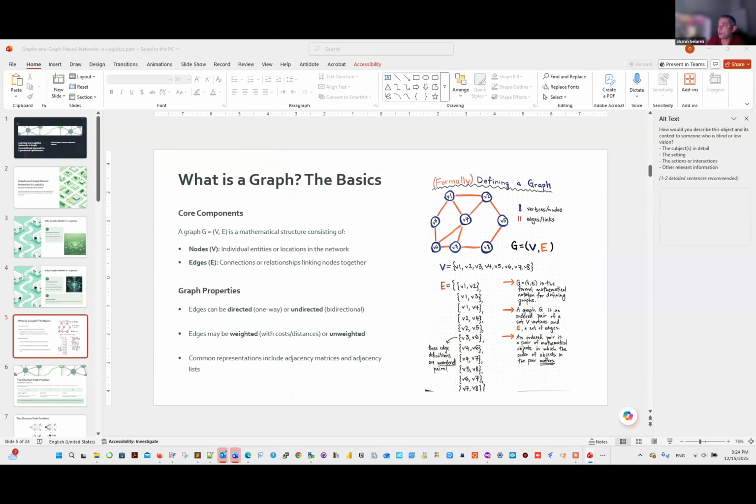So basically, in graph theory, we say we have a few nodes, and it's a tuple. It's V and E. Graph G is defined by V and E. V is a set of vertices, and E is a set of edges. So the edges are directed or undirected, and so on and so forth. So this is a simple example of how a graph would look like.